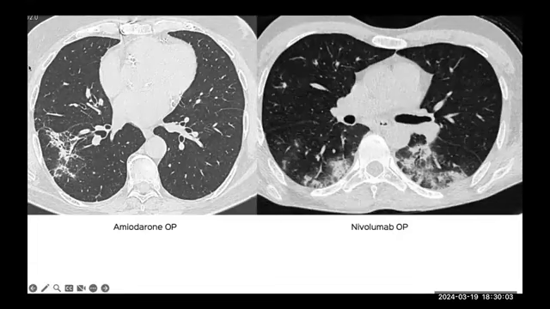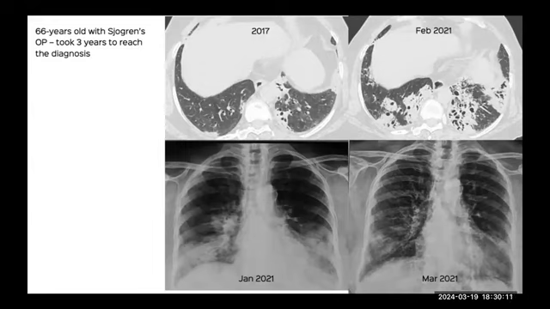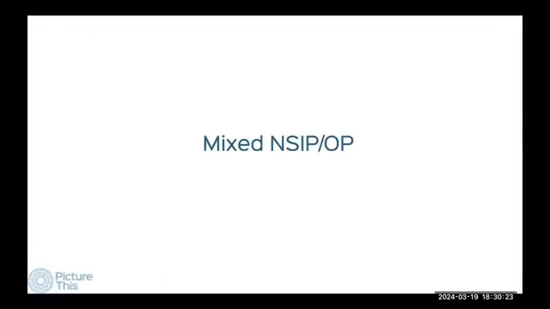This is amiodarone OP, very focal. This is nivolumab OP. So you can see that these are etiology-related organizing pneumonia patterns. This patient had Sjogren's in 2021. In January and March, this was progressing with traction bronchiectasis. So there was a strong fibrosing component to the OP pattern.